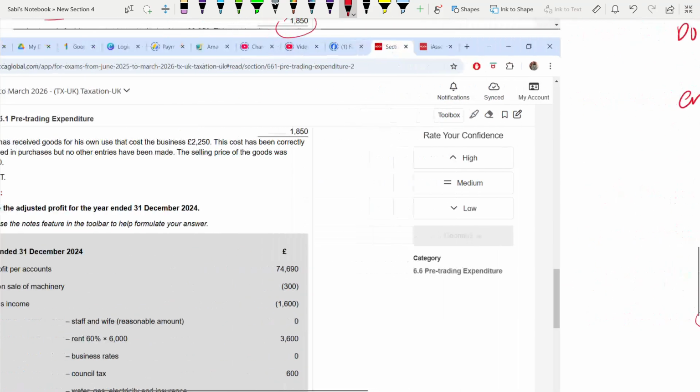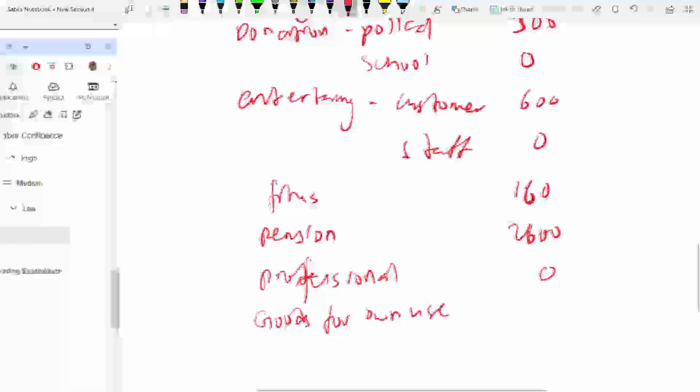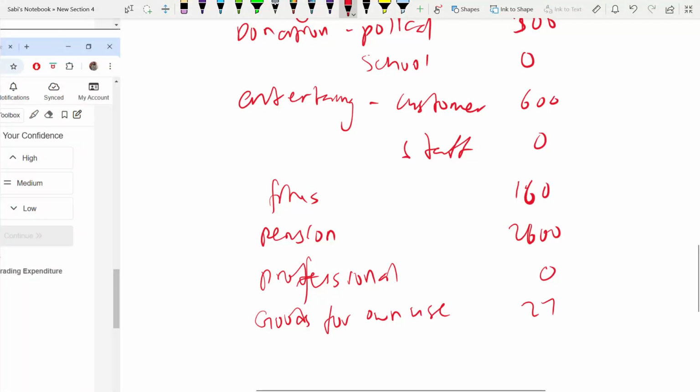So goods for own use. Okay. Now, what should you do? This is the cost. Cost was correctly recorded, but the selling price was 2750. This was not recorded. This you have to record, 2750. So this will be added.